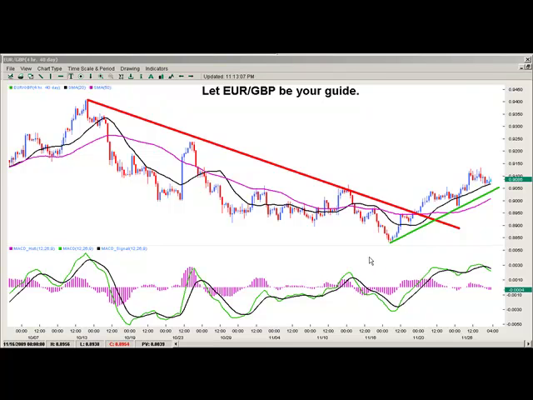And there's several ways that you can do this. I'm on a 4-hour chart. This one's going to show you longer trends. This is a 4-hour chart going back 40 days. And the first thing you can do is draw trend lines.